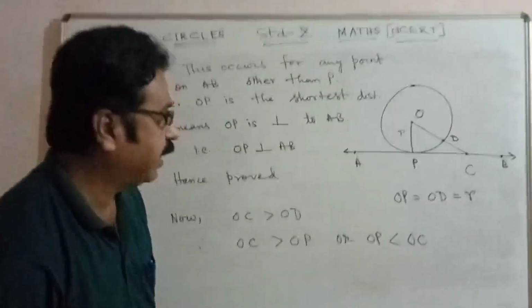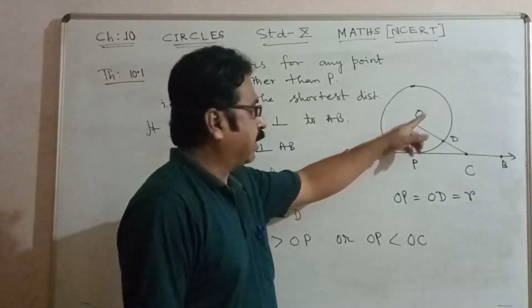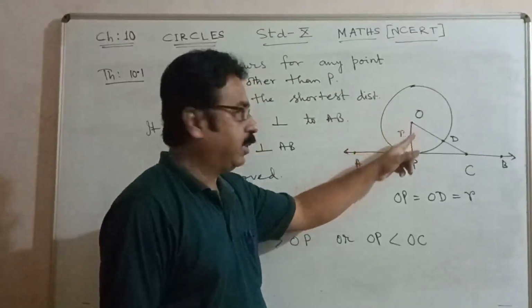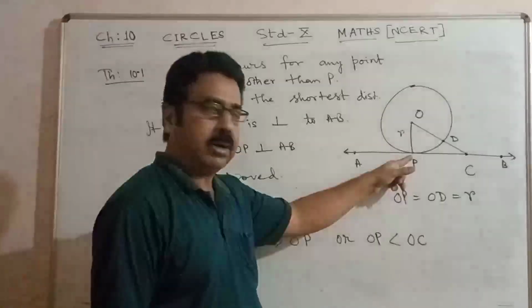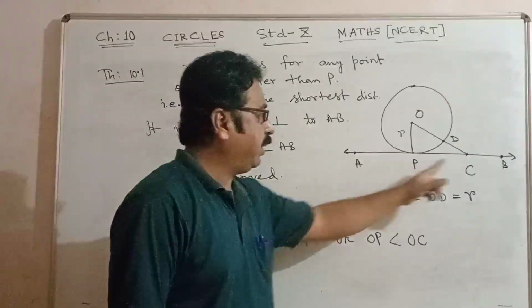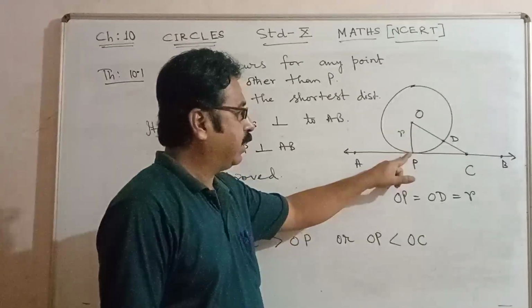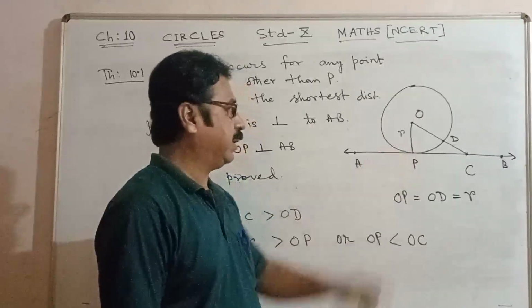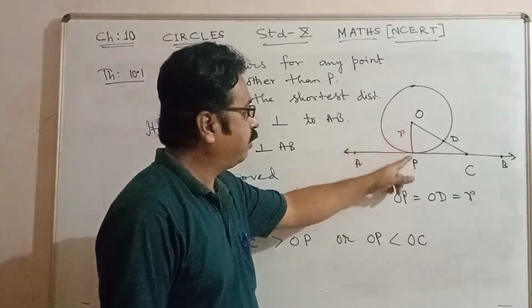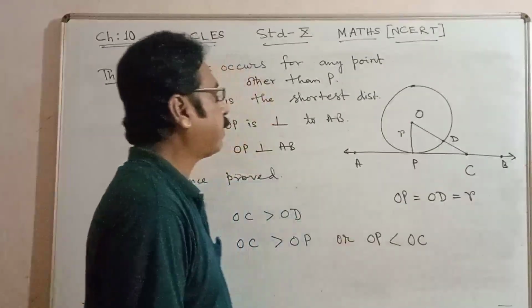Let us discuss this once again. A circle is given with center O and radius OP, or radius R. AB is the tangent to this circle at point P. That means P is the point of contact. We have to prove OP is perpendicular to AB.